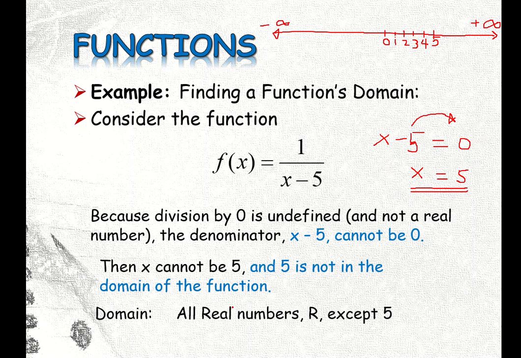So the domain is all real numbers except 5. Or we can write it in this manner. Domain is negative infinity, 5, and you have the symbol u here, then 5, positive infinity. So what does it mean? This parenthesis means excluded yung infinity and excluded yung 5.